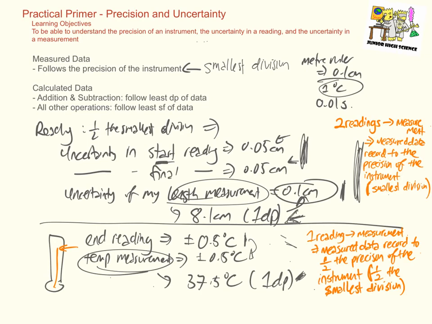So in other words, if you look at the words in orange, that is a summary too. If you realize that there are two readings that you need to take before you can get a measurement, then the rule of thumb is that the recorded data or the measured data needs to be recorded up to the precision of the instrument, which is always the smallest division in the instrument. Now, if you realize that you only need one reading to get a measurement, then your recorded or measured data should be recorded to half the precision of the instrument, which always happens to be half the smallest division of the instrument.